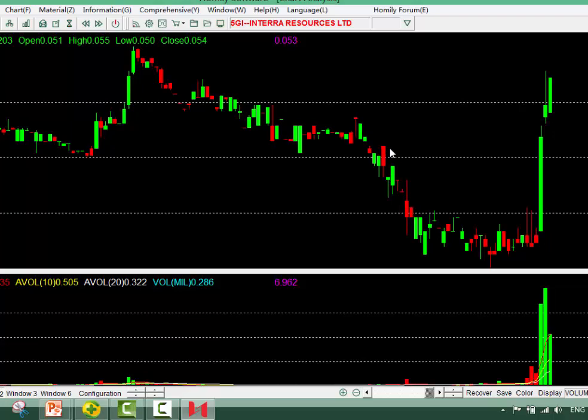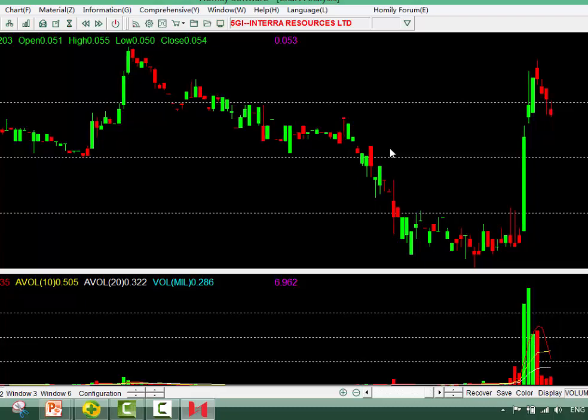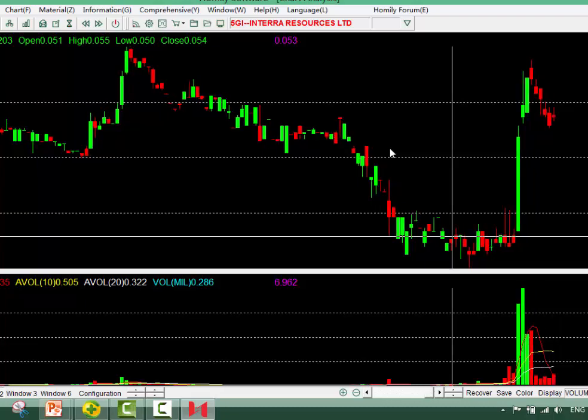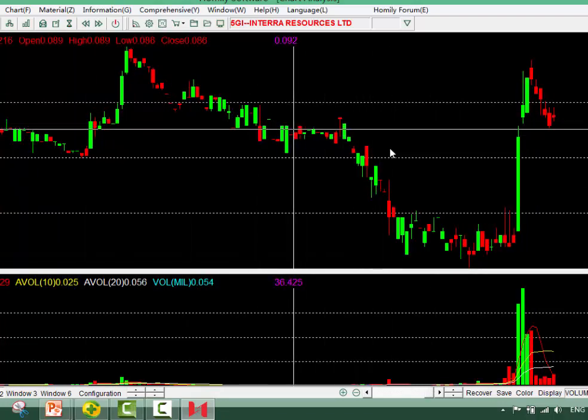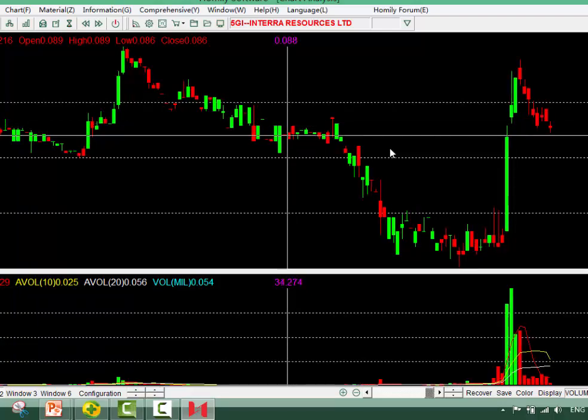Do you have a chance to get in? No, we don't have a chance. Then wait. Okay. Then the price starts to retrace. Can we buy at this price or not? Can we buy at this price?